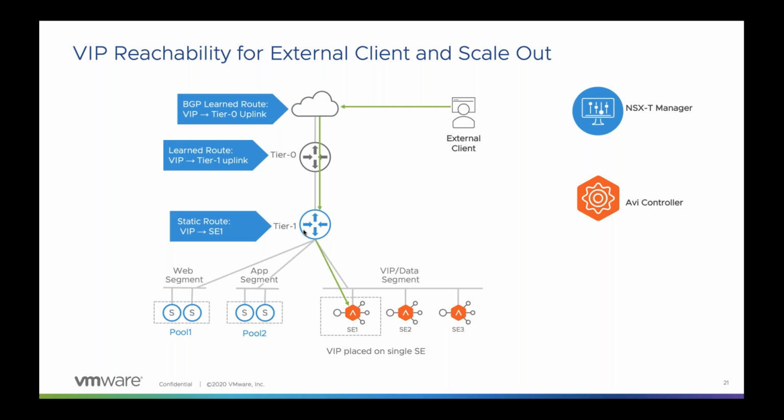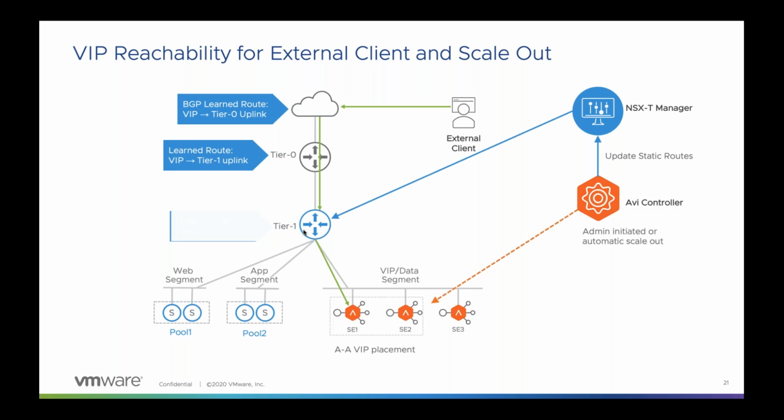In case of scale out, similar things happen again. The controller places the VIP on multiple service engines and updates the static routes to have multiple next hops. Since the tier 1 has multiple next hops, it automatically does ECMP across these service engines, and that's how the external client traffic reaches the load balancing VIP.